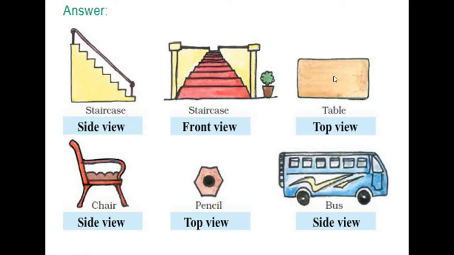This is a table. Okay, but from where are you looking at the table? You are looking from the top, so it is top view. This is a chair, but from where are you looking at the chair? Side. Okay, so it is side view.